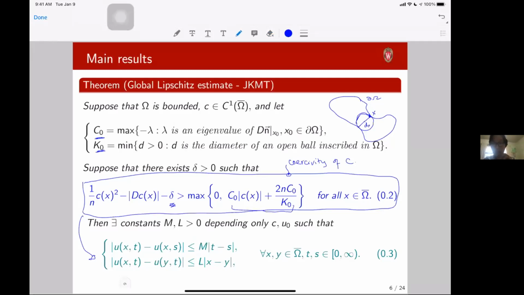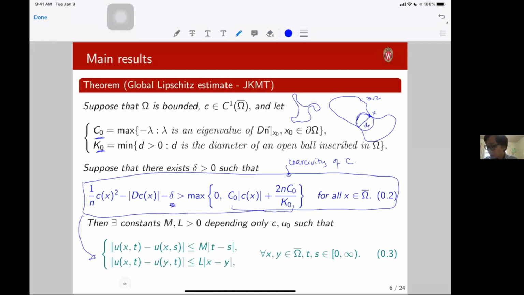So clearly if the domain is nice, then we wouldn't encounter very small inscribed balls, right? But if the domain is very bad, for example, if the domain has this next part getting smaller and smaller, stuff like that, if this is our domain, then K naught can be very small. Nevertheless, it's always a positive constant. So if we impose the coercivity condition on C, that is 1 over n C squared growing faster than its gradient, faster than the term we put on the right hand side, a term concerning the geometry of omega, then we have the solution is globally Lipschitz.